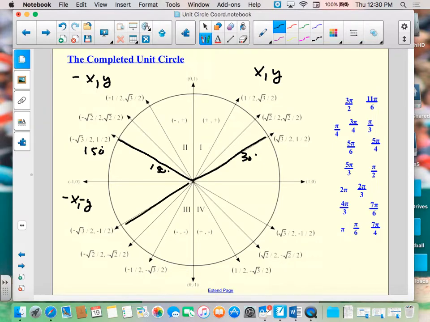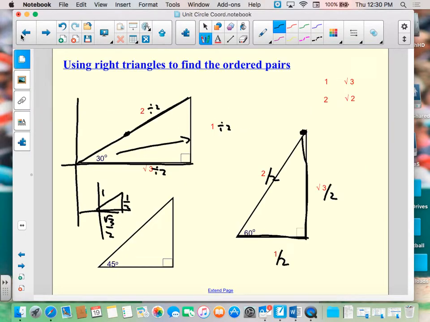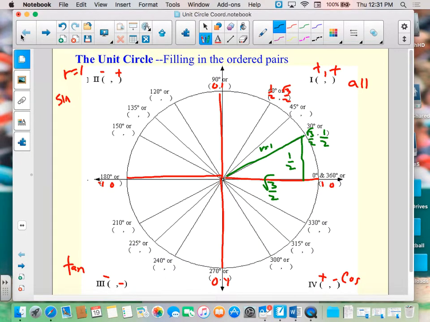So here is 210 degrees. Negative root 3 over 2, negative 1/2. Negative root 2 over 2, negative root 2 over 2. And then you can come down here into the fourth quadrant. This would be 330 degrees, and you've got x, negative y. Okay? So this is the completed unit circle. And then what you'll want to do is put all of these degrees on there too.